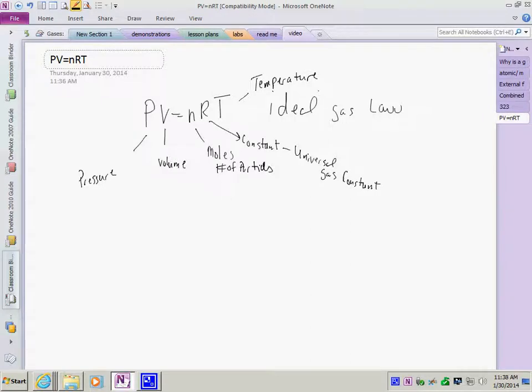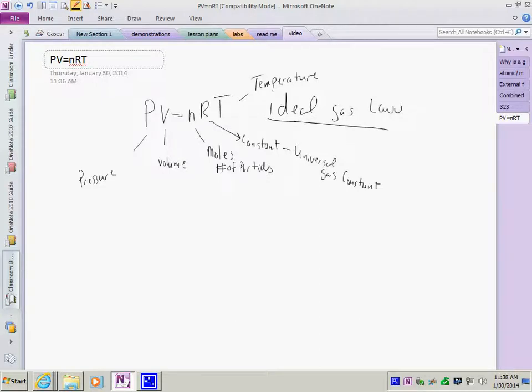Now, the ideal gas law with all these variables doesn't ever include the identity of the particle. Nothing here indicates that this is oxygen, carbon dioxide, or nitrogen gas. It doesn't say, because it doesn't matter. There are no interactions between particles, so it does not matter. Now, a few things here.